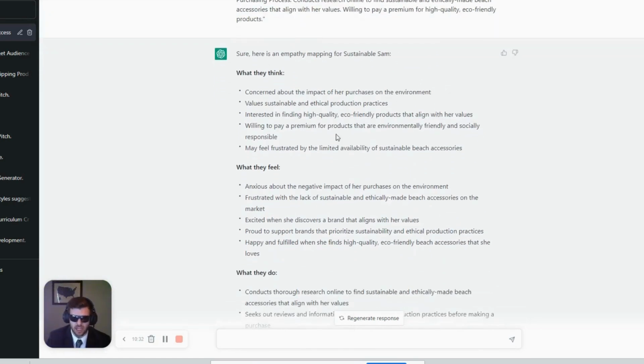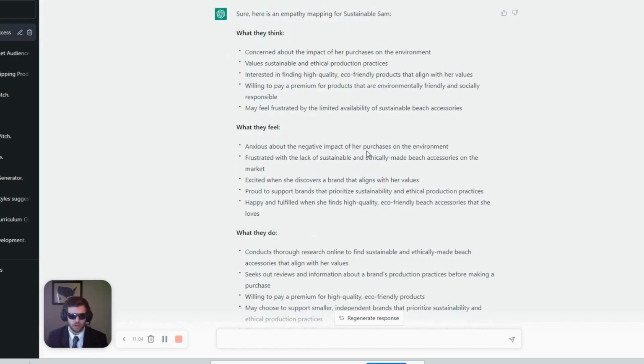All right, here we are. So, as you can see, it's doing all the legwork for us, and we can understand a little bit more about who this persona is, and how we can communicate with them in a way that's going to resonate, in a way that is going to make them feel comfortable with our brand, but also make them a repeat customer over and over. So looking at their impact on the environment, looking for sustainable, ethical production practices.